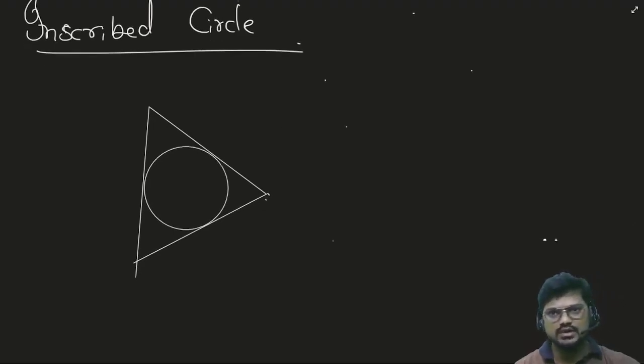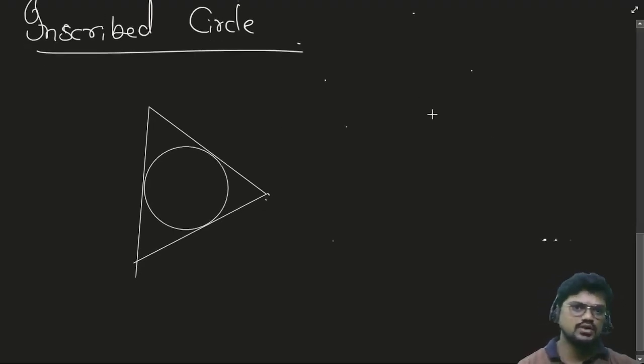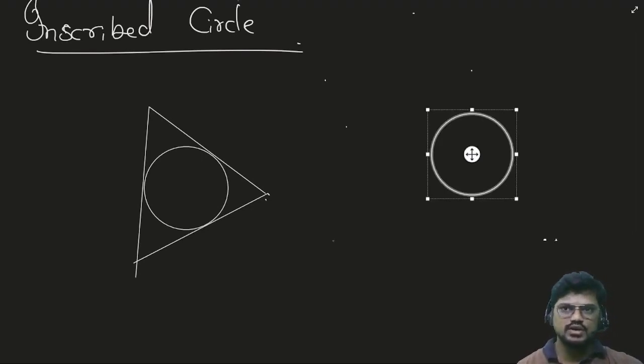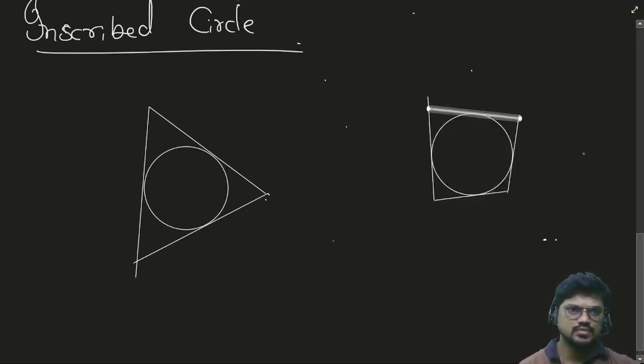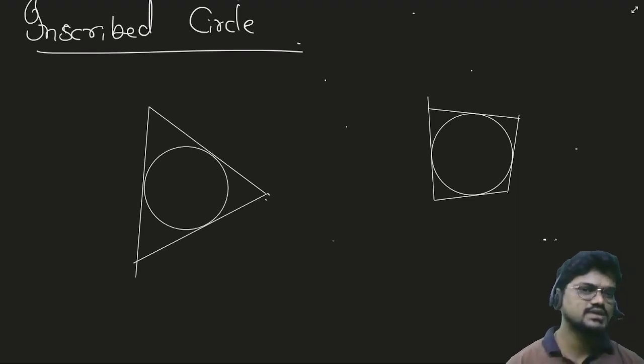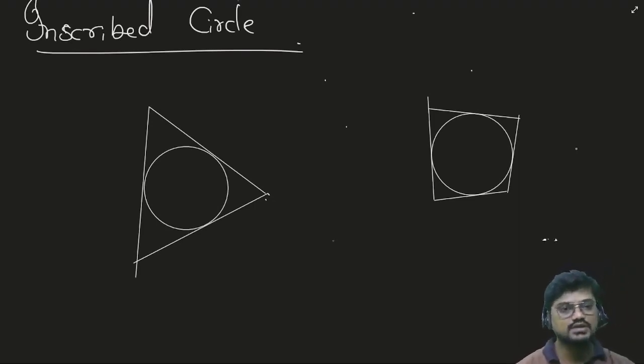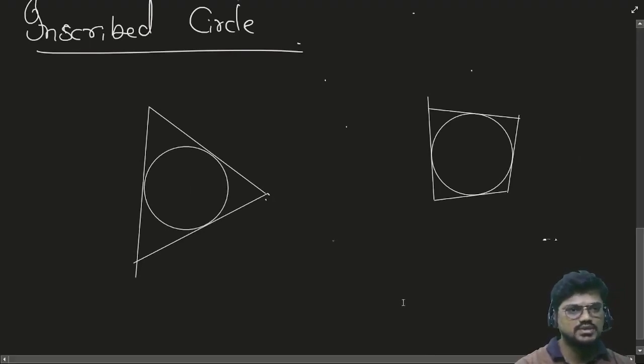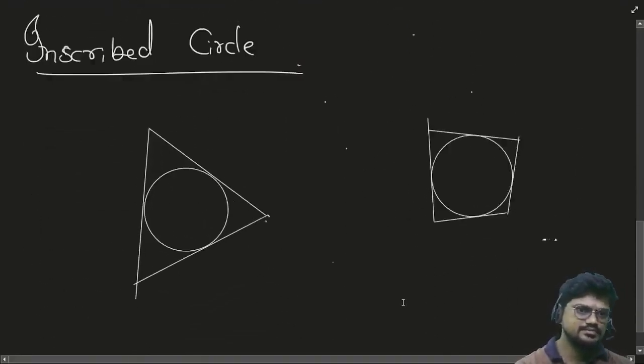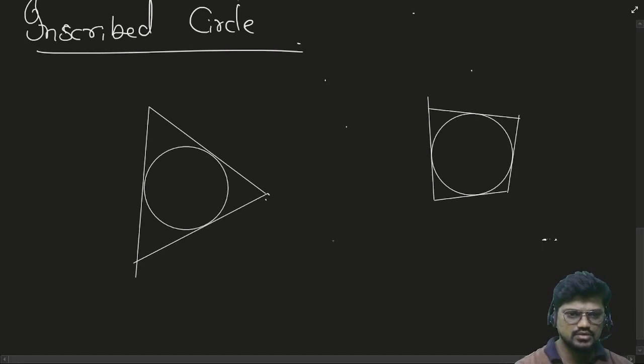We'll show you one more example of an inscribed circle with the quadrilateral. Okay, the quadrilateral will be like this. Got it? This is also an inscribed circle in a quadrilateral, where the circle is touching all the sides of the quadrilateral. Clear what is inscribed circle and what is circumscribed circle? Yeah? Okay.